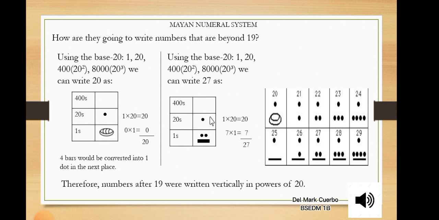So if it's in the second place, then you are going to multiply it to 20. If it's in the third place, we should multiply it to 400. And if it's in the fourth place, we should multiply it to 8,000 and so on.